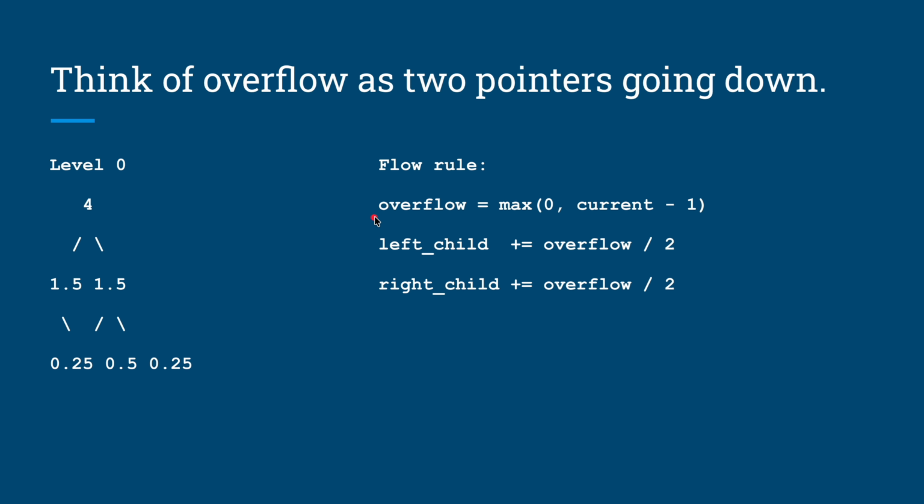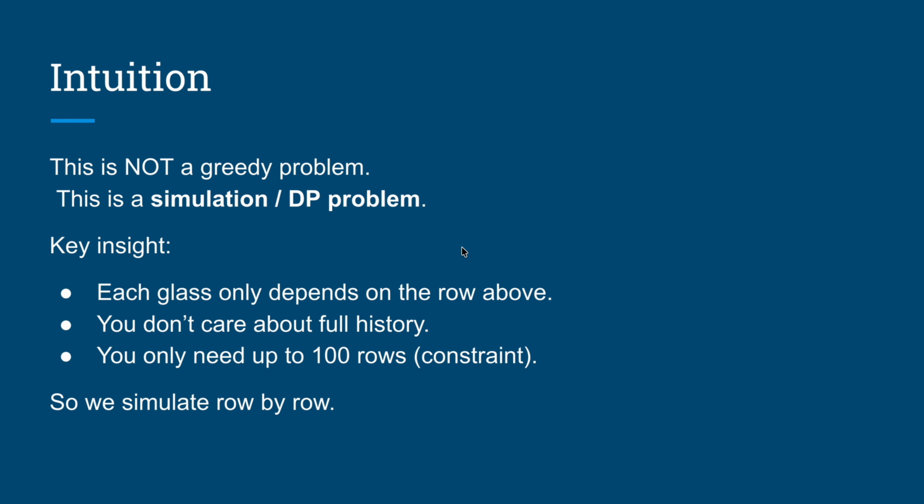Okay, so the core idea is to find the overflow. It means you will find the overflow, how to calculate for the left child, and how to calculate for the right child, right? Each row depends only on the previous row, and this is a textbook DP, guys. As usual, as simple, right? So the intuition is, this is not a greedy problem, this is a simulation DP problem, and each glass only depends on the one above. You don't care about the full history, you only need up to 100 rows, that is our constant, and we simulate this row by row, right?